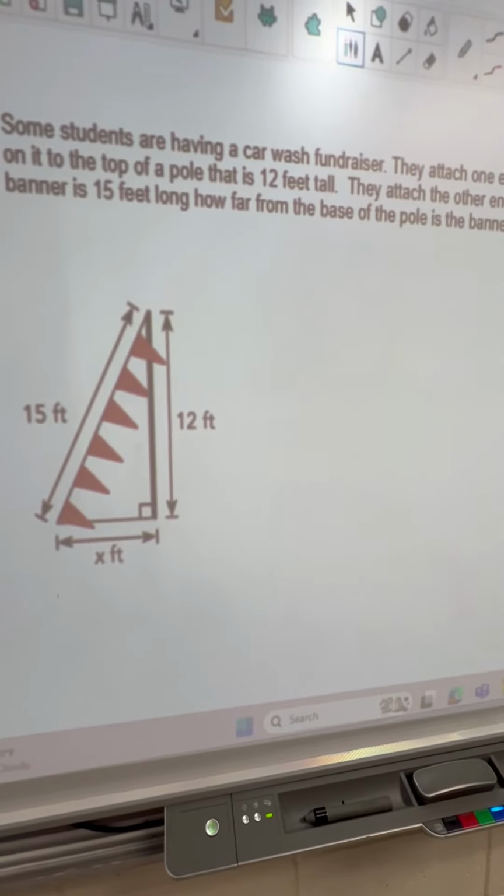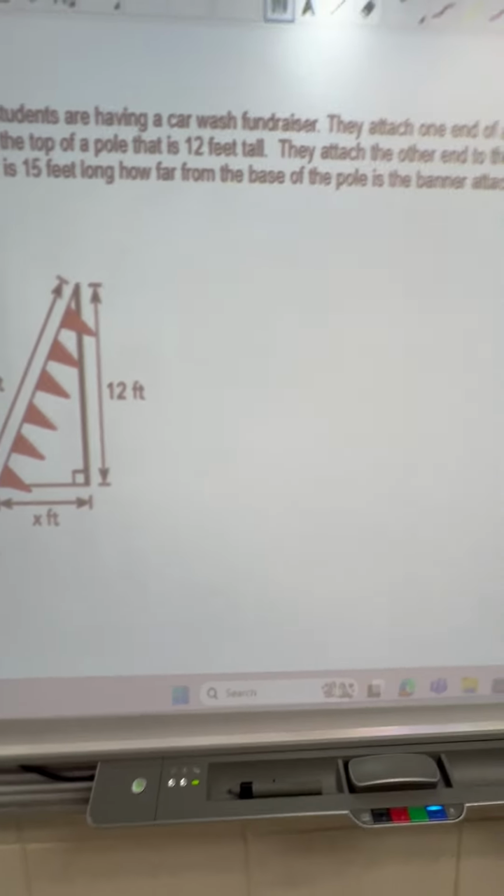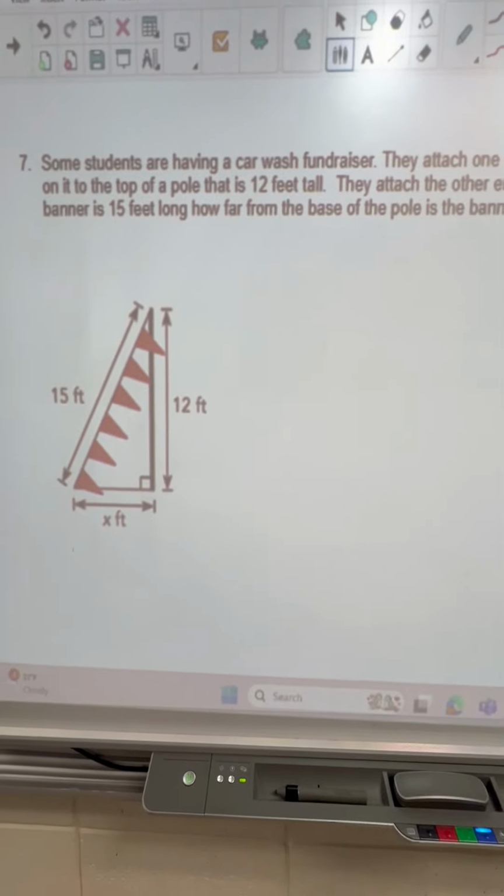We're back doing more Pythagorean theorem. These are the typical application problems that you will see when you're looking at Pythagorean theorem.